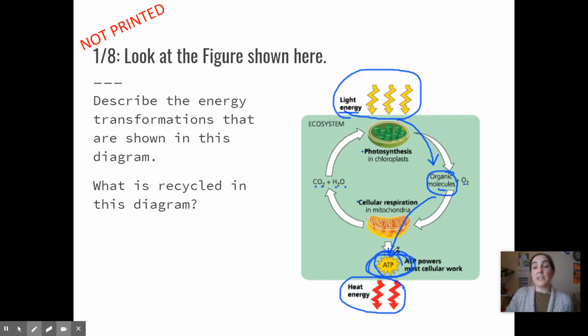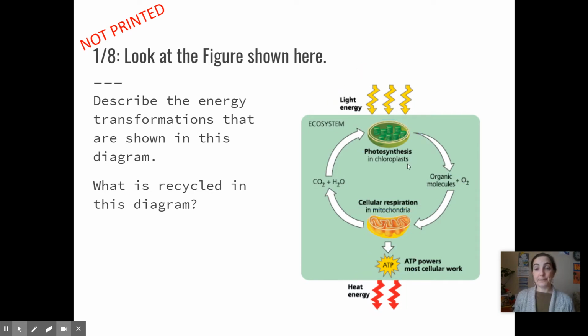We've already talked a little bit about the role of ATP yesterday. We're actually going to kind of work our way backwards through this diagram. So we talked about ATP. Now we're going to talk about cellular respiration for the next week or so, and then we'll talk about photosynthesis, kind of the very first step here.